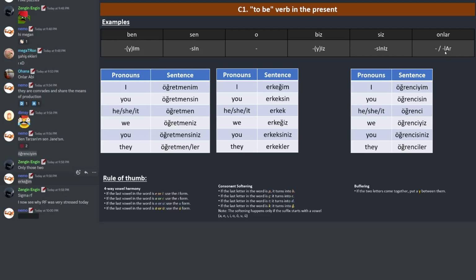And also the softening. Sometimes you have to change the soft G. Okay, are there any questions so far? I hope or I believe that's really the basics of it. Eğer sorusu olan yoksa diğerine geçebilirim. If there are no questions, I can move to the next one.